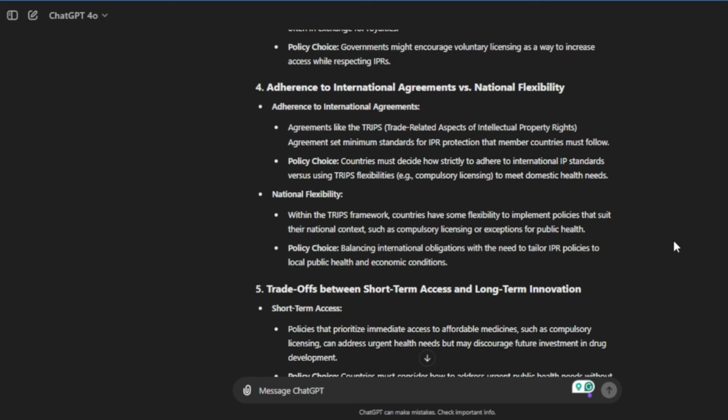And then there are issues around adherence to international agreements and national flexibility. So there are international agreements like TRIPS, the Trade-Related Aspects of Intellectual Property Rights.